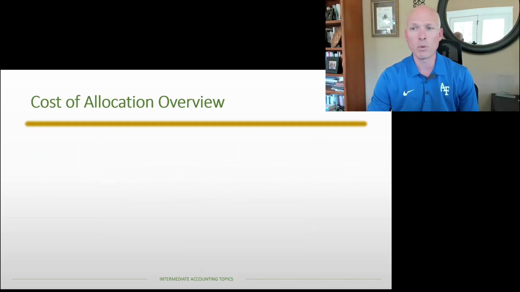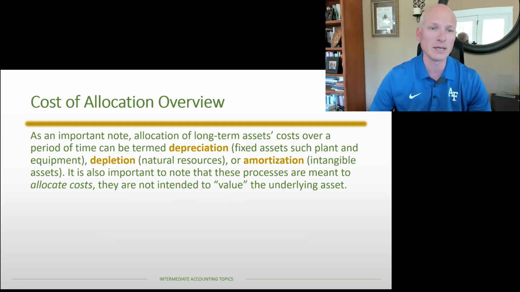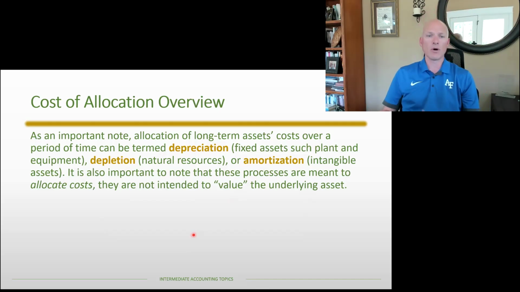When we think about that consuming of the asset, if it's a fixed asset such as plant and equipment, that process is called depreciation. For natural resources, it's called depletion, and for intangible assets, it's called amortization. In all of these, we're allocating the cost.